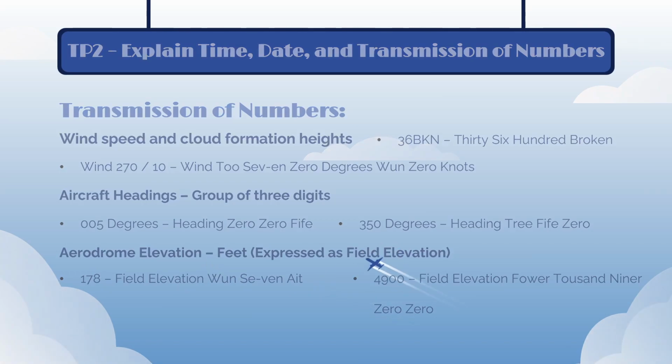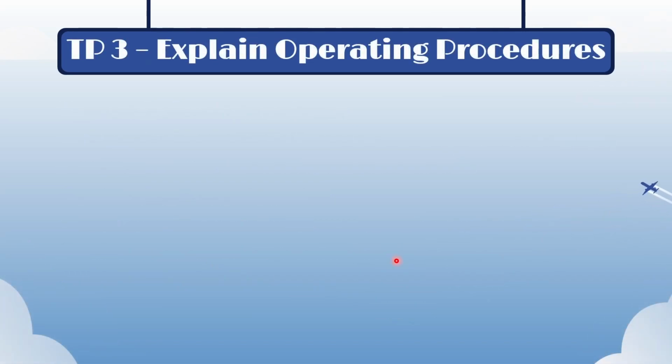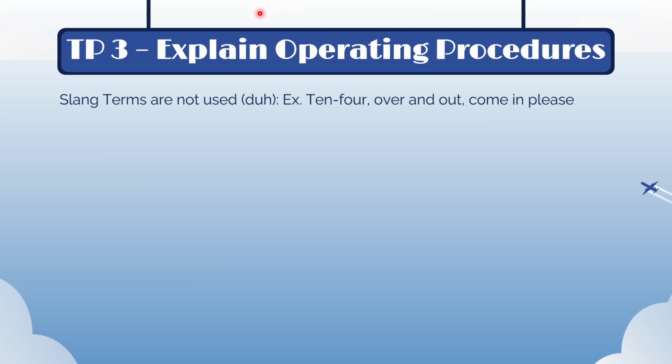And that concludes teaching point 2. Now you go through to teaching point 3, explaining operating procedures. Obviously we don't say slang terms when talking over the radio. We are professionals, pilots and air traffic controllers. We're not saying 10-4, over and out, come in please. No one says that, okay?